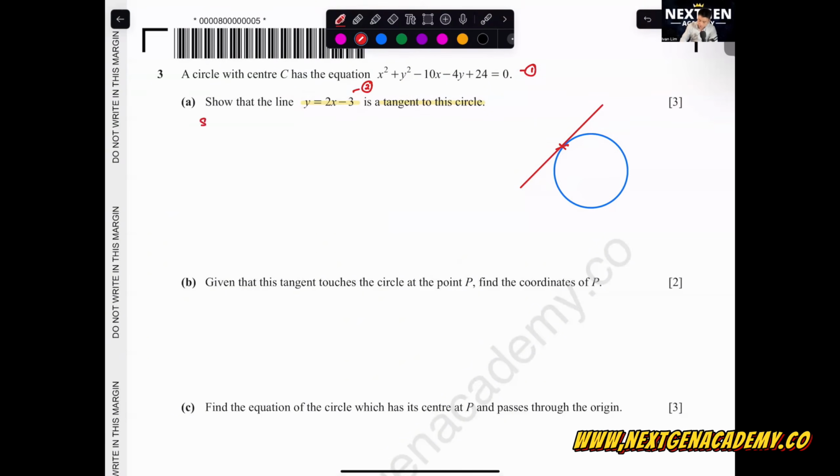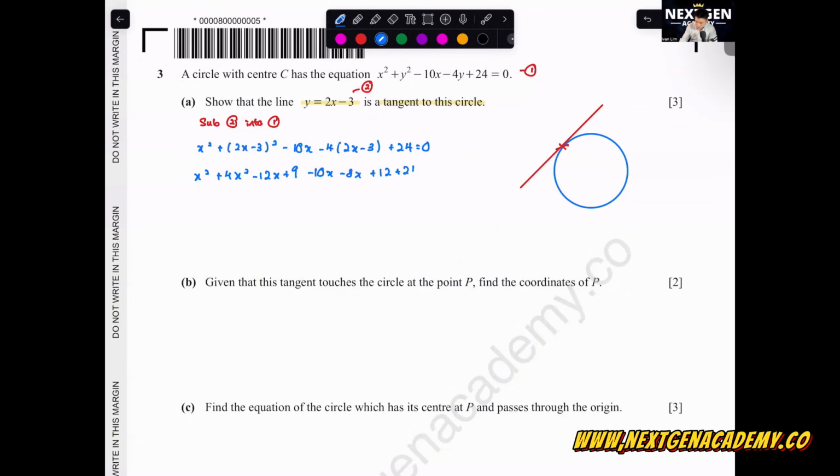I want you all to substitute equation 2 into equation 1. We substitute the y into the circle equation. So we get x squared plus (2x minus 3) squared minus 10x minus 4(2x minus 3) plus 24 equals 0. We open up the brackets: x squared plus 4x squared minus 12x plus 9 minus 10x minus 8x plus 12 plus 24 equals 0. Be extra careful when you calculate this because it's quite lengthy.